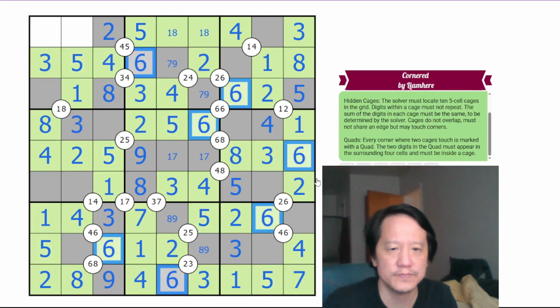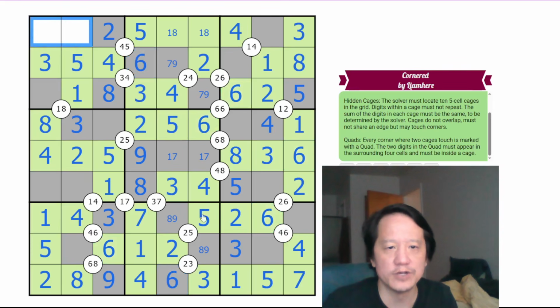6's. We don't have enough information to differentiate. So 6's we don't have. 7's. The last 7 in row 8 has to be there. We don't really have other information, though.